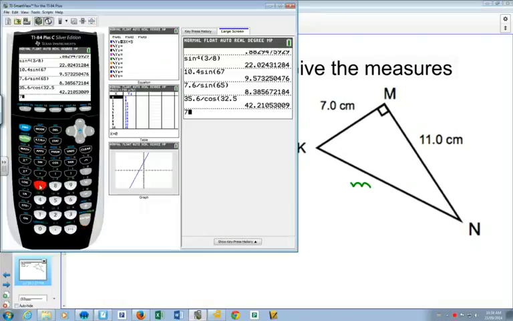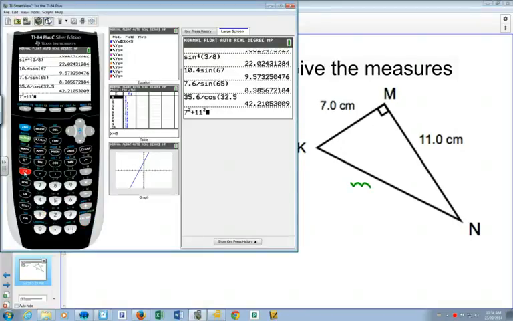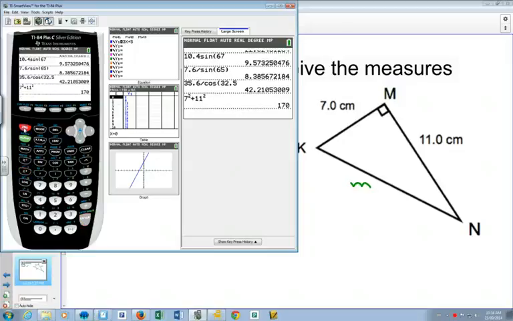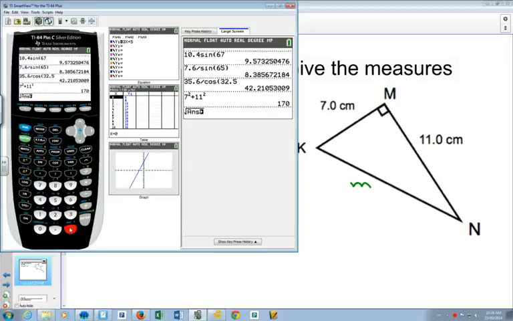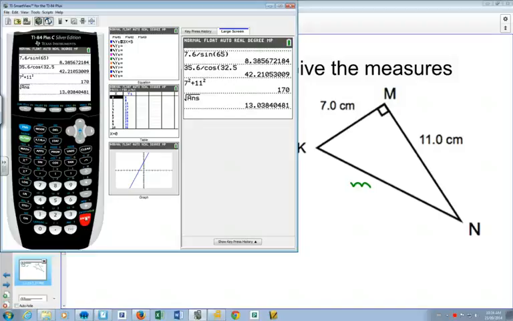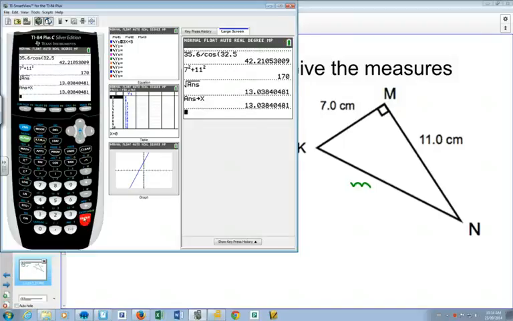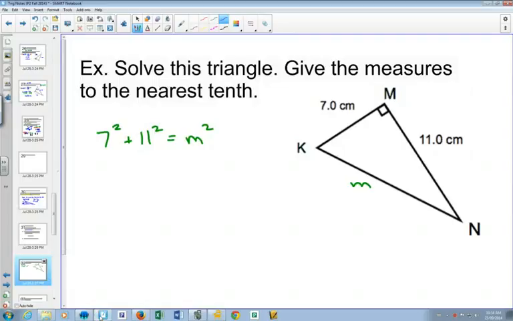And if you go to your calculator, 7 squared plus 11 squared, push enter, square root your answer, 13.03. I'm going to store that as x in case I need it later. I might not use it at all. But now we have that little m to the nearest tenth is 13.0 centimeters.